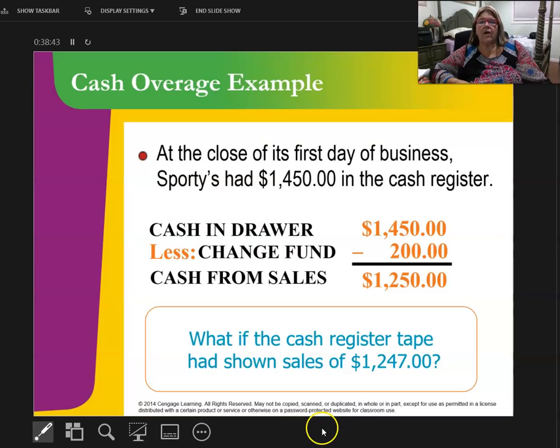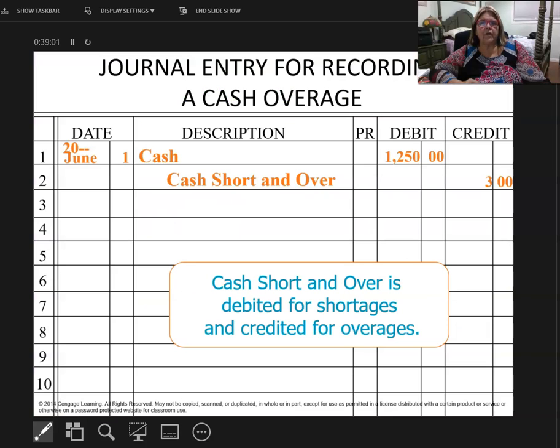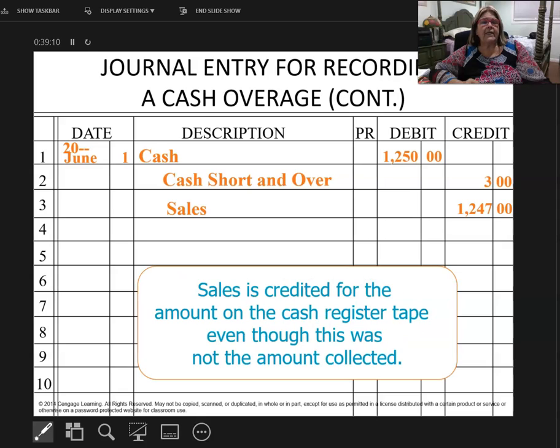So let's take a look at that one. Same scenario, I have $1,250 in the drawer, but my cash register tape says only $1,247. So I'm $3 over. My cash is over by $3. Here's how the journal entry would look. Here's my cash. Here's my cash short and over, and because it was $3 over, it's on the credit side. And here's my sales for the day.